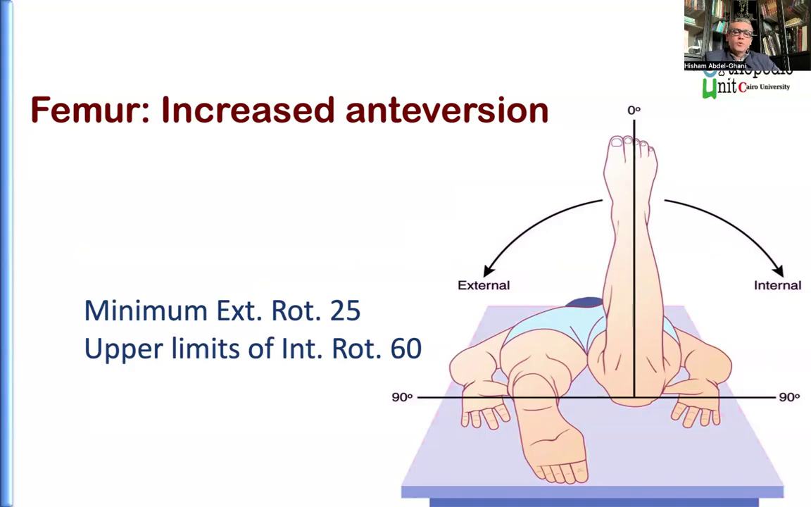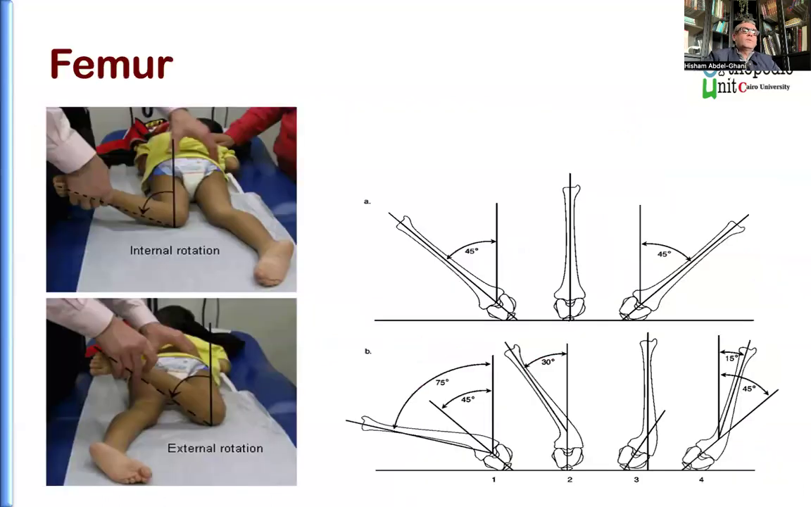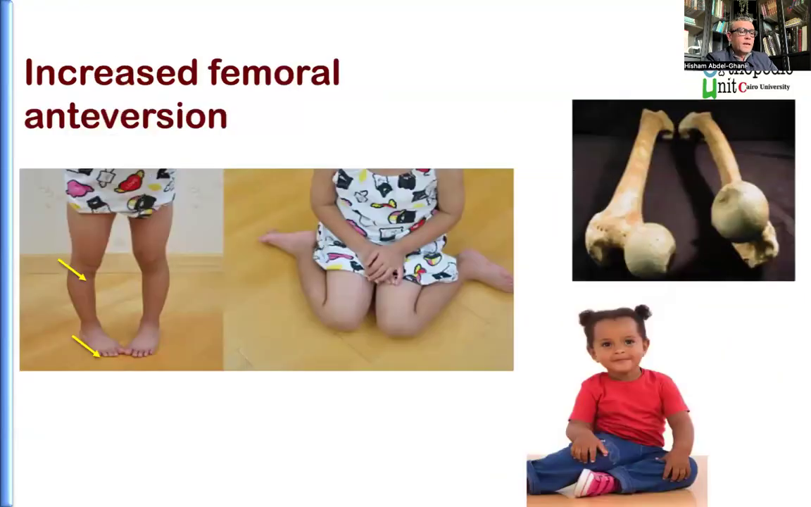The hip should internally and externally rotate about 45 degrees, with the upper limit of internal rotation about 60 degrees. In the presence of increased femoral anteversion, there is increased internal rotation, as we see here, and limited external rotation. In this position, using the axis of the tibia as the line of a goniometer helps in assessment of the degree of rotation in a precise way.